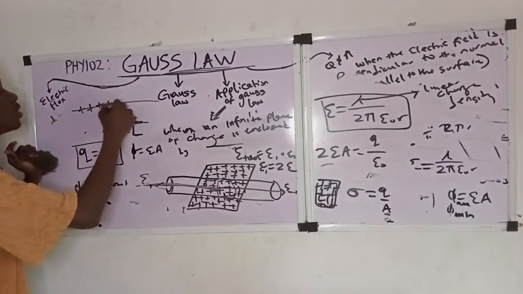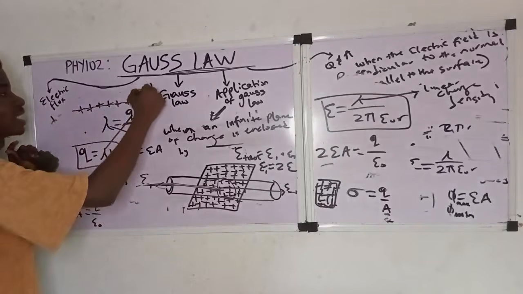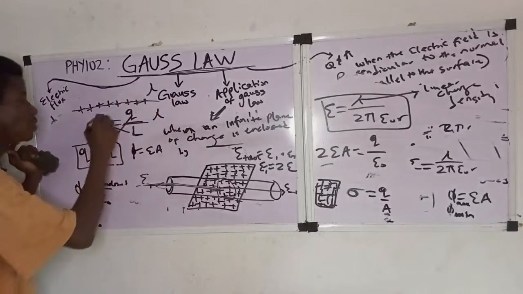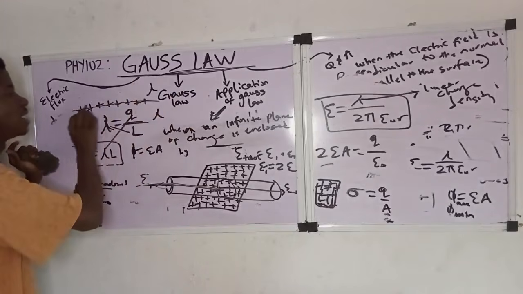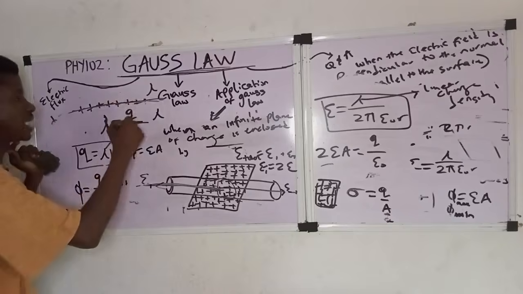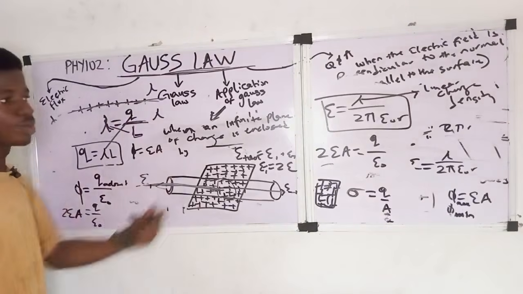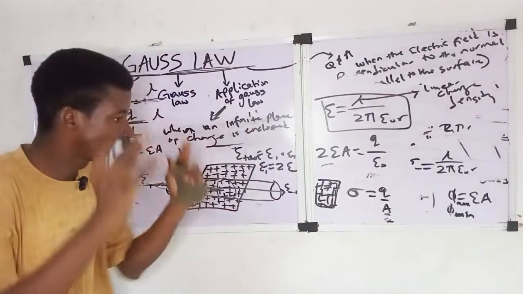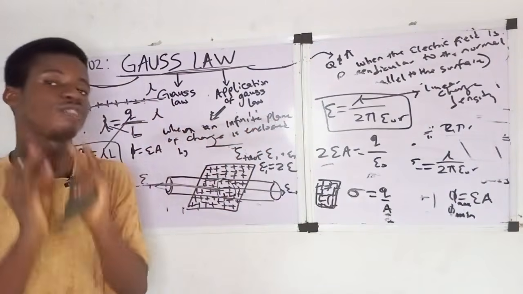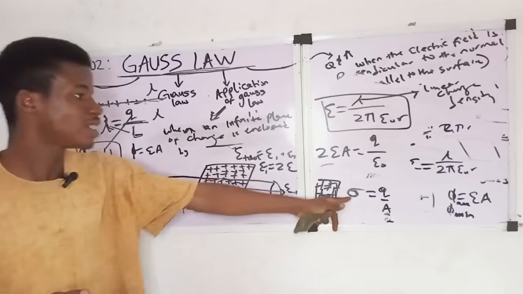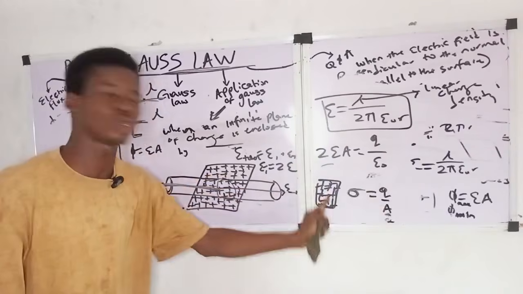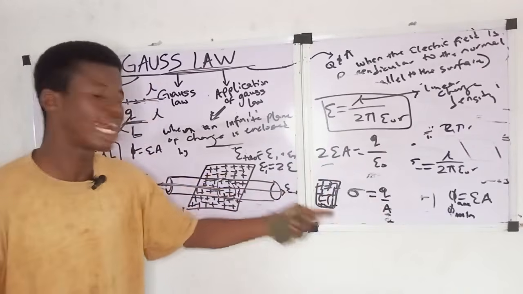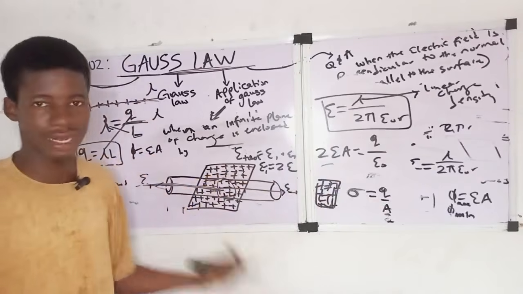For a linear object, we make use of linear charge density, which is the amount of charge occupying this length. For a plane, a surface, we make use of surface charge density. What is surface charge density? It is the amount of charge occupying a particular area, or you can say charge per area.